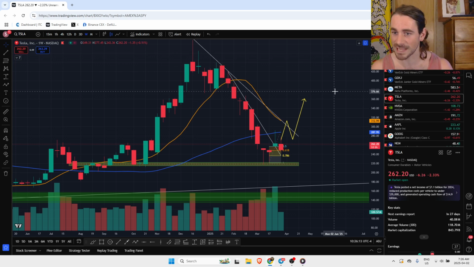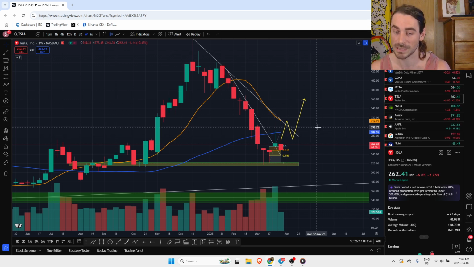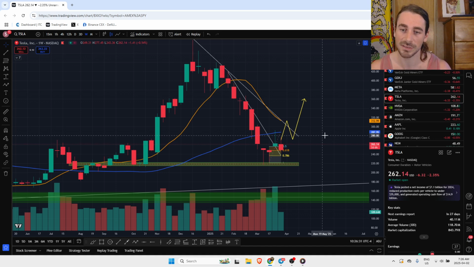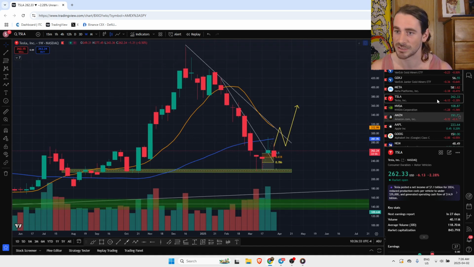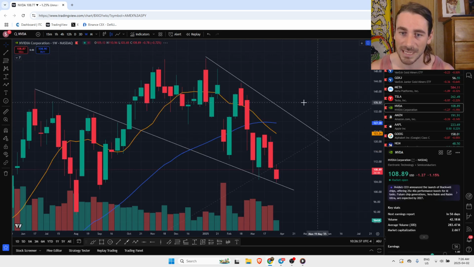I have said, though, under $250 is a decent DCA area for Tesla. Under $200 is my target range. 175 to 200 is where I want to start buying more, on a larger basis. But also looking at 220, 210, those are also decent options to add to your Tesla position if that's within your risk profile. Taking a look at NVIDIA really quickly here.